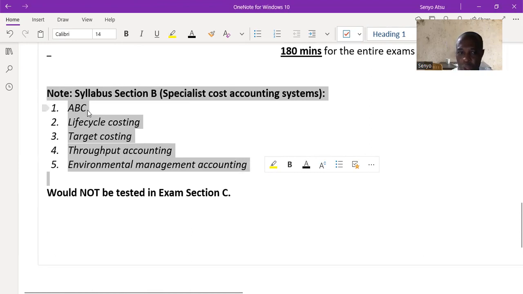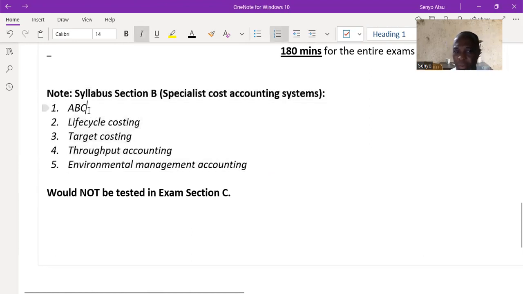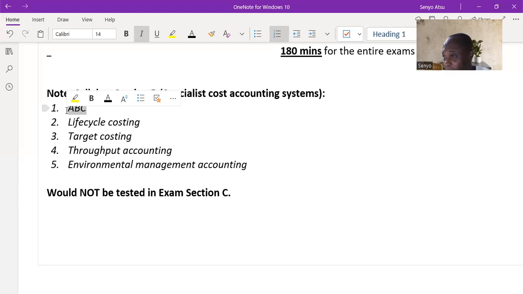Don't mix up activity-based costing with activity-based budgeting. You can see activity-based budgeting in exam session C, but you cannot see activity-based costing in exam session C. So the two are not the same. Activity-based costing will never be tested in exam session C, but activity-based budgeting, which is part of the syllabus, can be tested in exam session C.